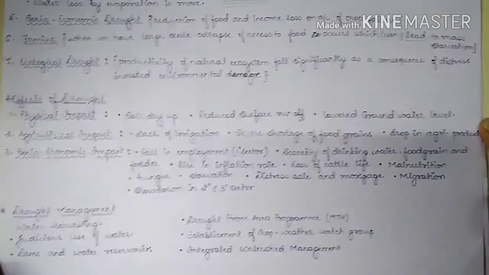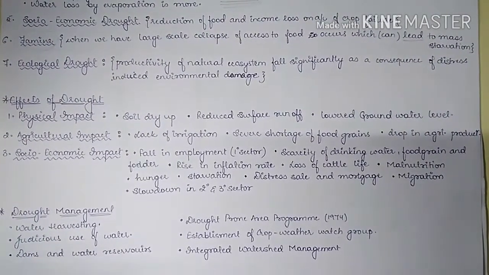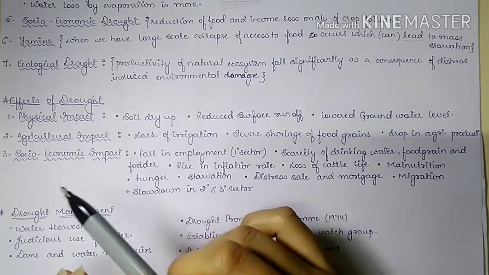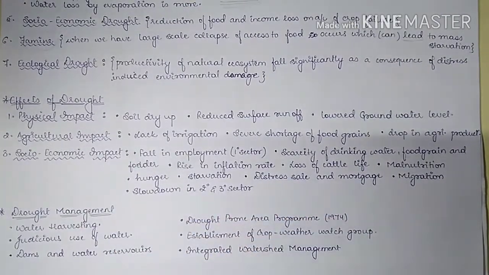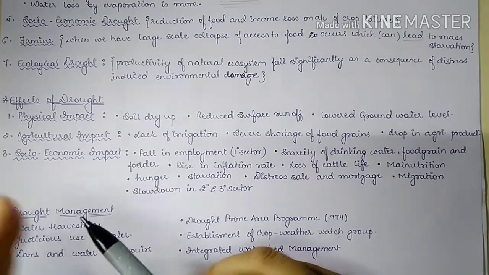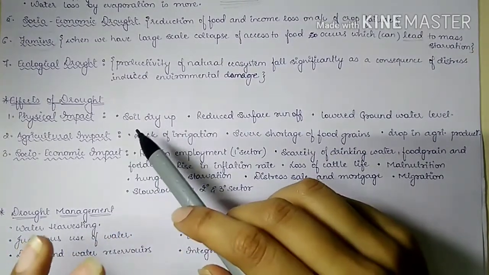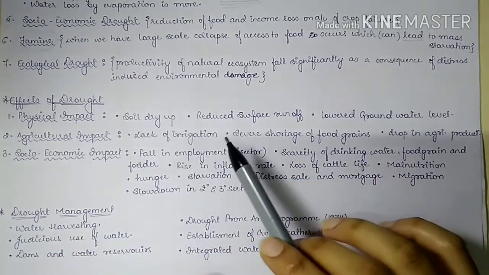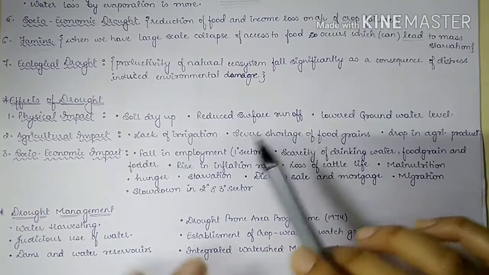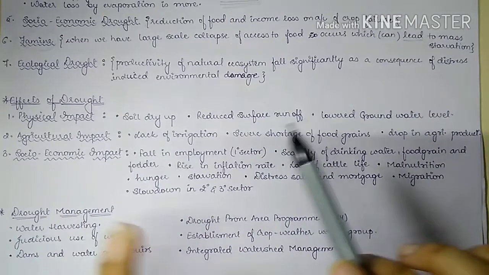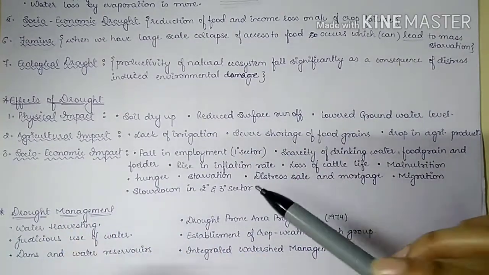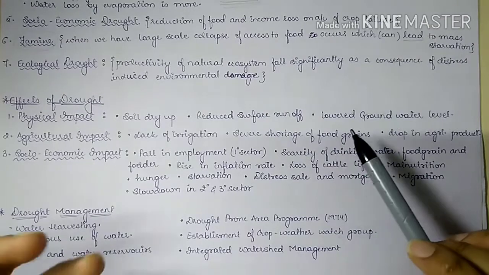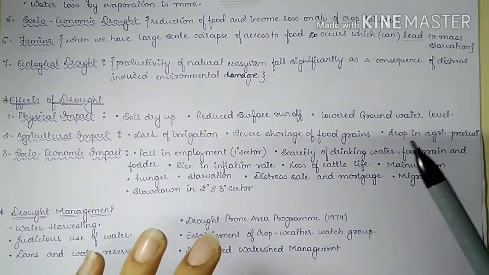Now if we look into the effects of drought, we have three broad categories of impacts. First is the physical impact. Physical impact refers to the geographical conditions that are affected by drought. First is the soil, which dries up because it loses its moisture due to evaporation. Next is reduced surface runoff. The surface water resources deplete gradually, and later on the groundwater level is also depleted and lowers down.